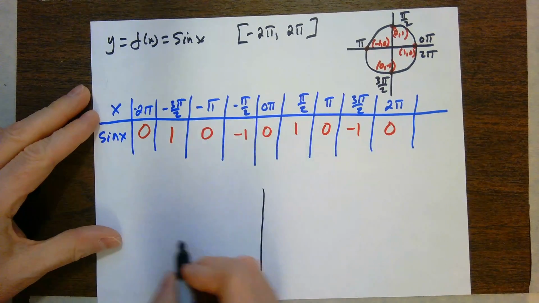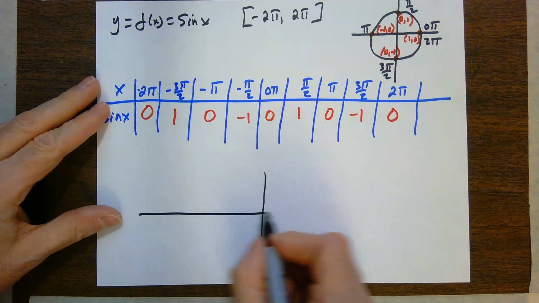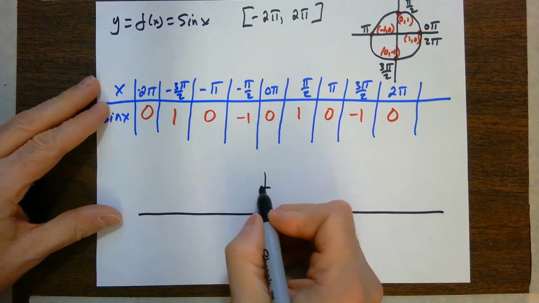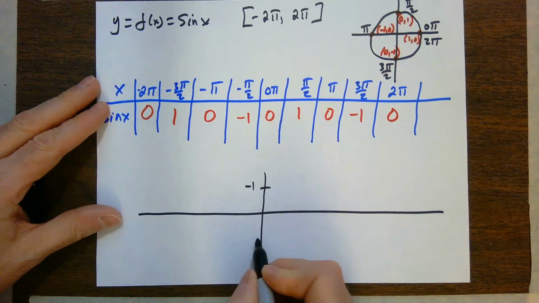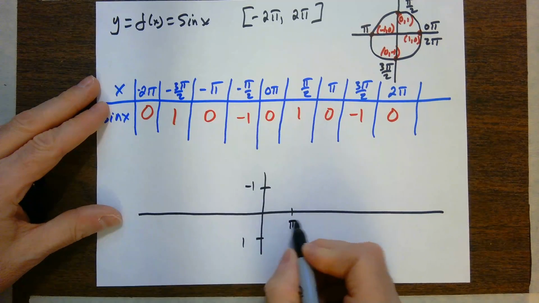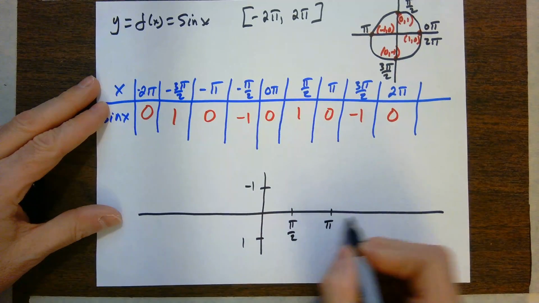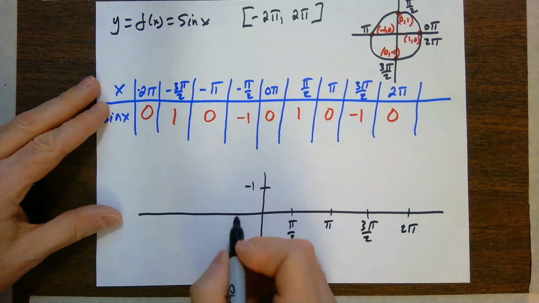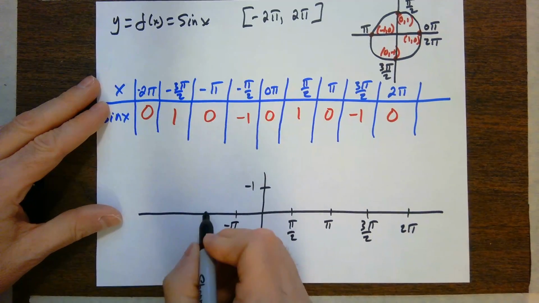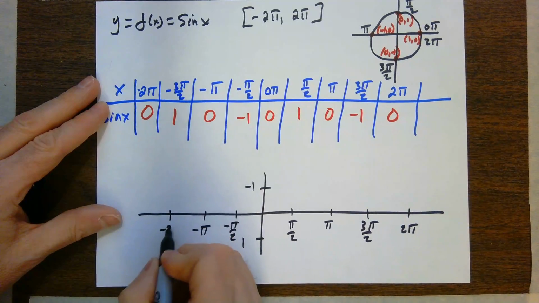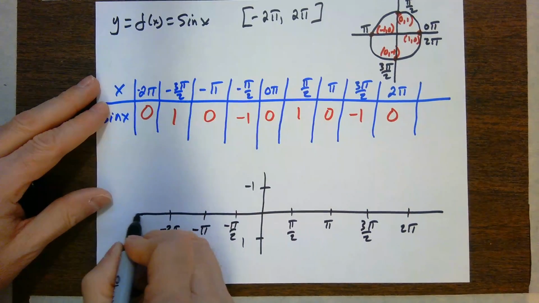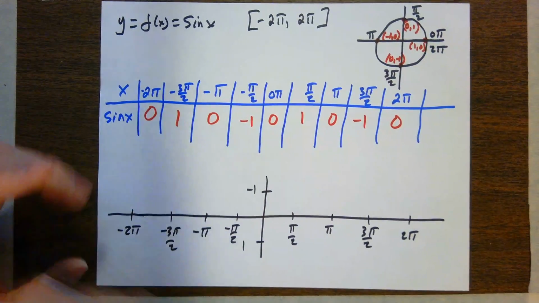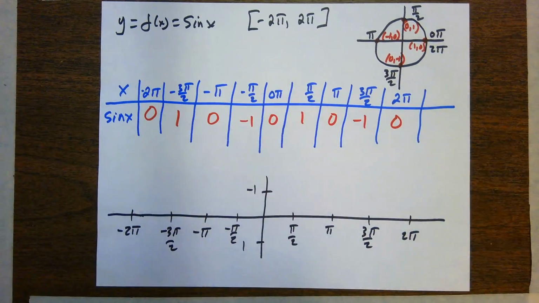So I'm going to graph. And it looks like my range goes from negative 1 to positive 1. And I'm going to have pi over 2, pi, 3 pi over 2, and 2 pi. Negative pi over 2, negative pi, negative 3 pi over 2. Extend that a little bit here. And negative 2 pi. And now let's graph all of these points.